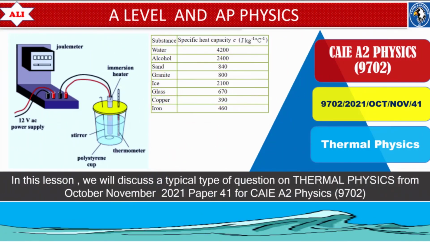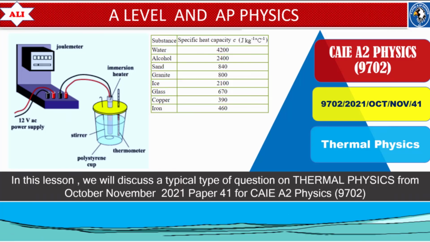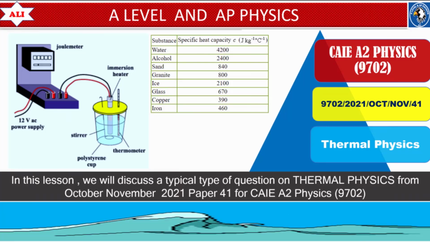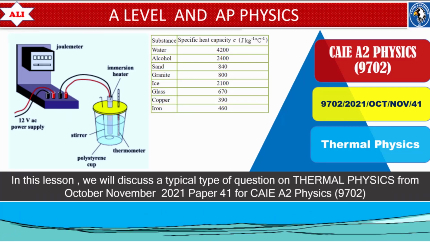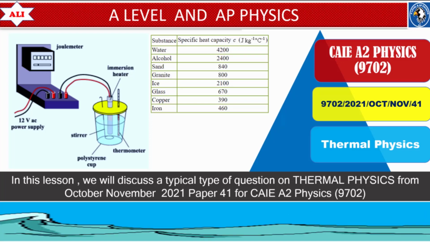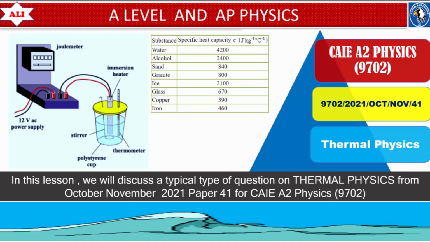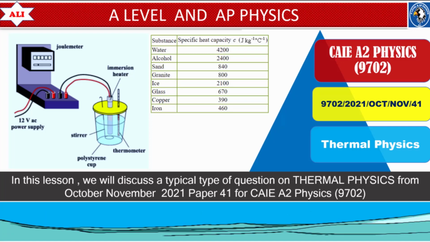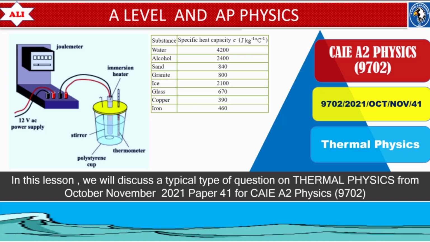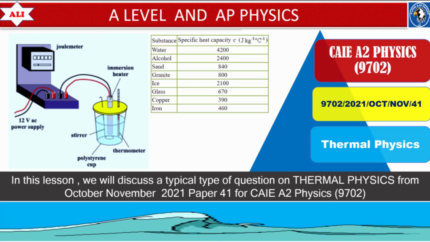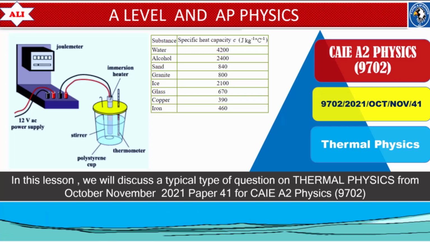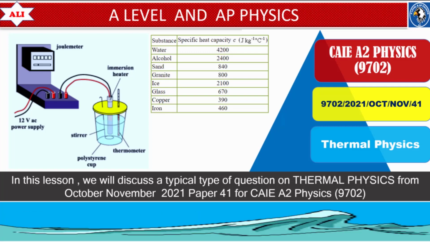Welcome to A-Level and AP Physics. In today's lesson, we will discuss one important past paper question on thermal physics from October-November 2021, paper 4, variant 1. I said this question is very important because we will cover some very important concepts about thermal physics in today's lesson. And those concepts are most frequently asked in past papers.